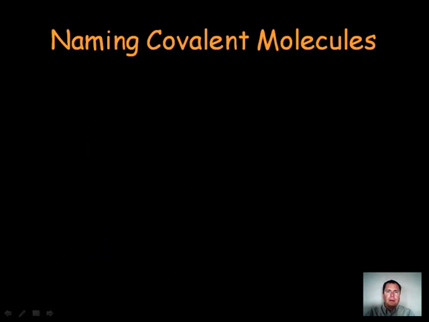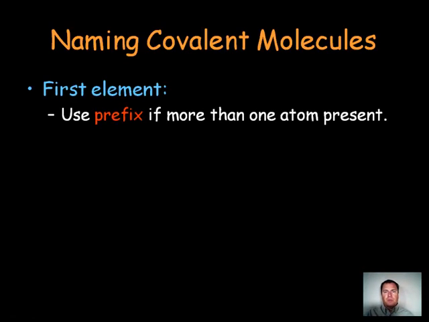Okay, naming covalent molecules is relatively easy. Okay, we don't have to worry about crisscrossing charges. What we do, we look at the first element, and we use a prefix. That's, remember, a word that goes in front of something else if there's more than one atom present.